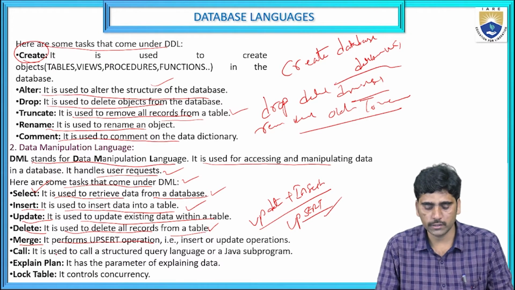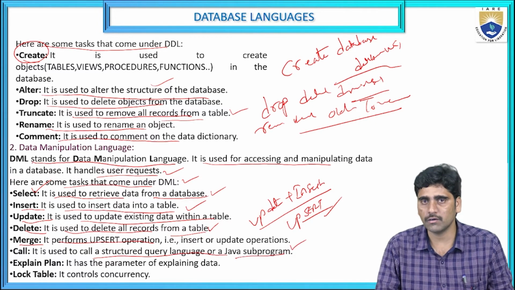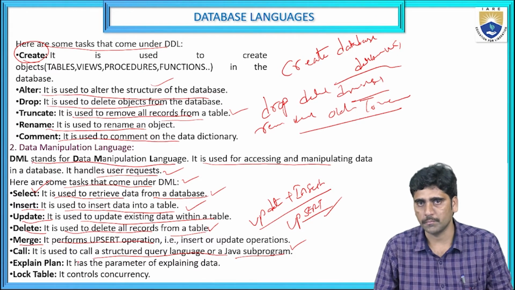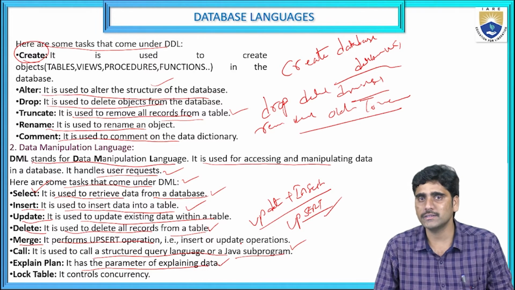And call. It is used to call structured query language or Java subprograms. If you want to integrate any Java program or any query program, you can mention call and the program name, then you can call them. And explain plan has the parameter of explaining the data. Explain plan is a syntax for explaining the particular parameters of the data.